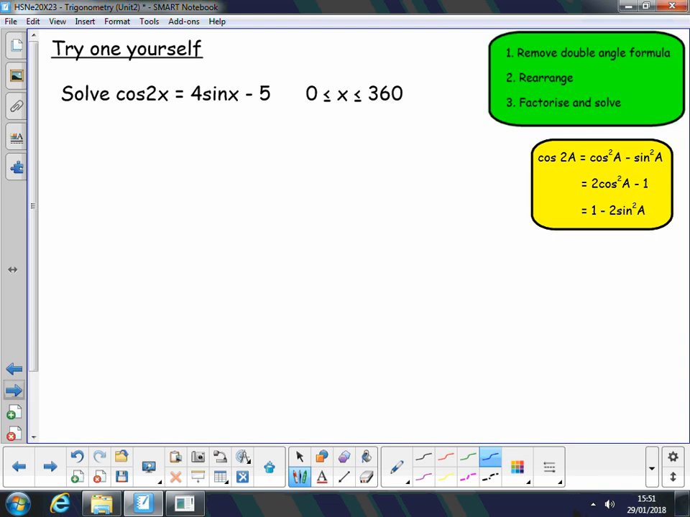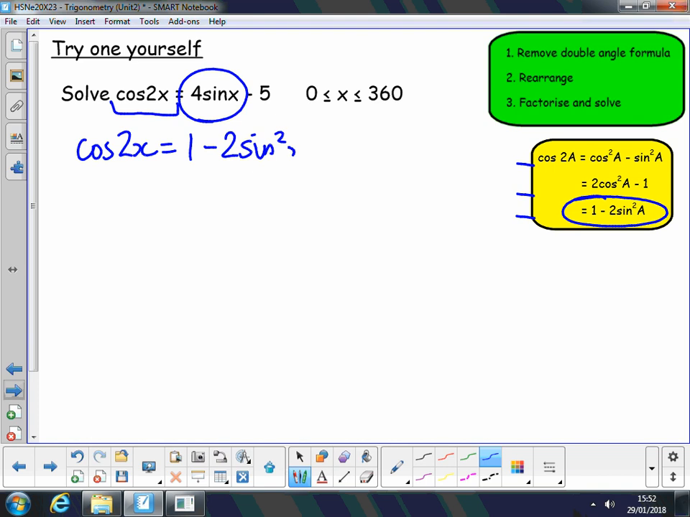Okay, so we have cos 2x. We have got 3 options over here for cos 2x. You have to look to see what else is involved. This time we are involving sin x, which means the only option you should have chosen would be 1 take 2 sin squared x. I always write out, like I said before, cos 2x is going to be substituted with 1 take 2 sin squared x. So on my left hand side, I would put 1 take 2 sin squared x is equal to 4 sin x, is that take 5? Yes, sorry, couldn't read my own writing. Take 5.